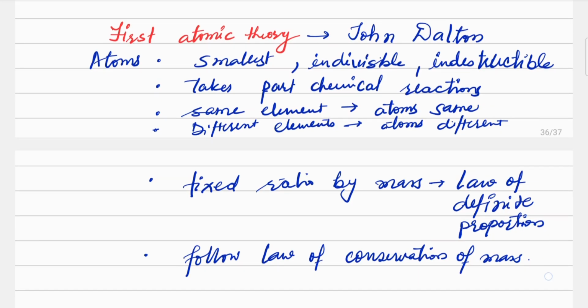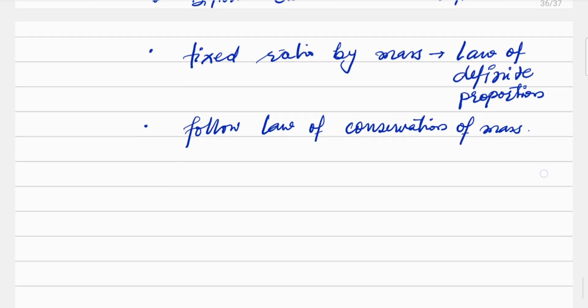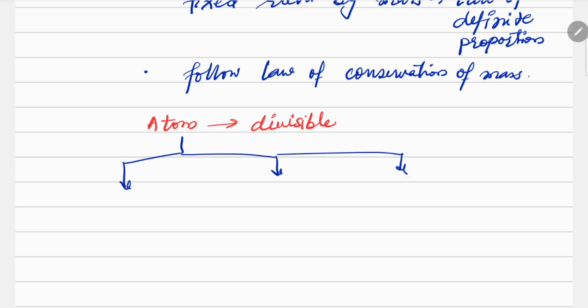But you know what happened? He said it is the smallest particle, indivisible and indestructible, and up to his best knowledge, it was correct. But when new discoveries came, we got to know that the atom is not that simple. The atom is divisible, which means it has smaller particles called subatomic particles.